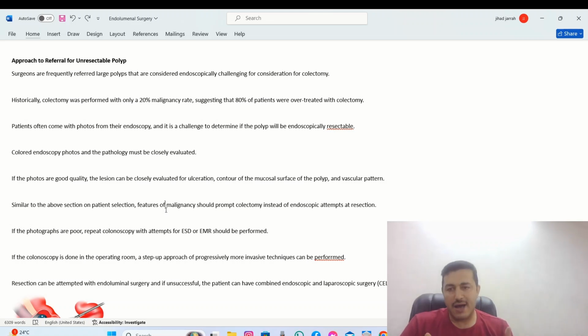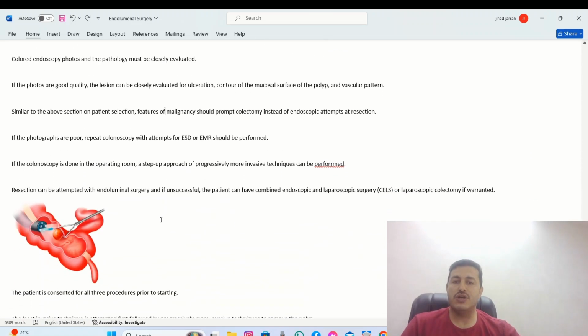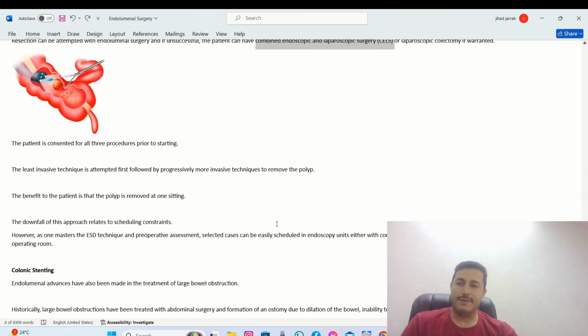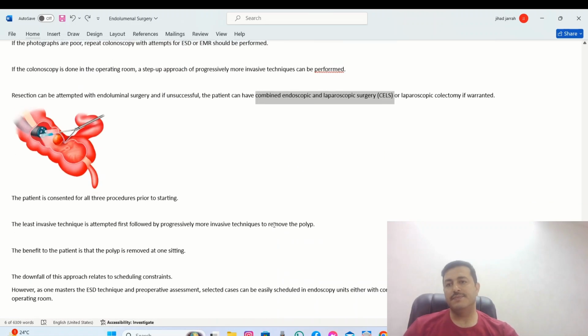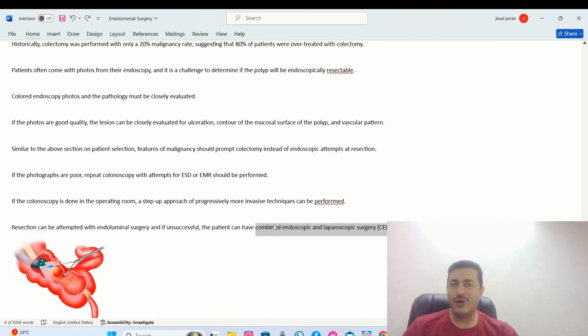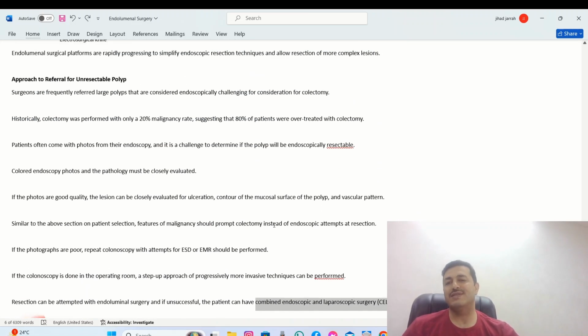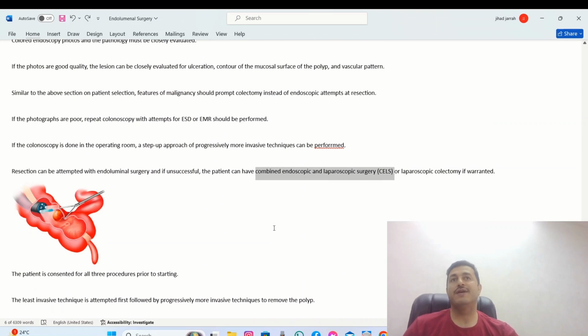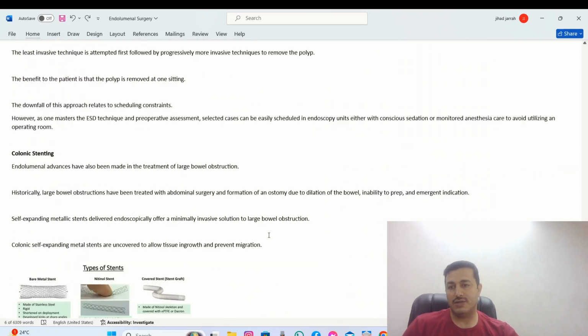Of course, we have the hybrid procedure or combined procedure. We can proceed with combined endoscopic and laparoscopic surgery. Okay. Nothing else. Simply, who should I refer? Those who don't fit my criteria for endoscopic polypectomy, endoscopic mucosal resection, and endoscopic submucosal dissection.